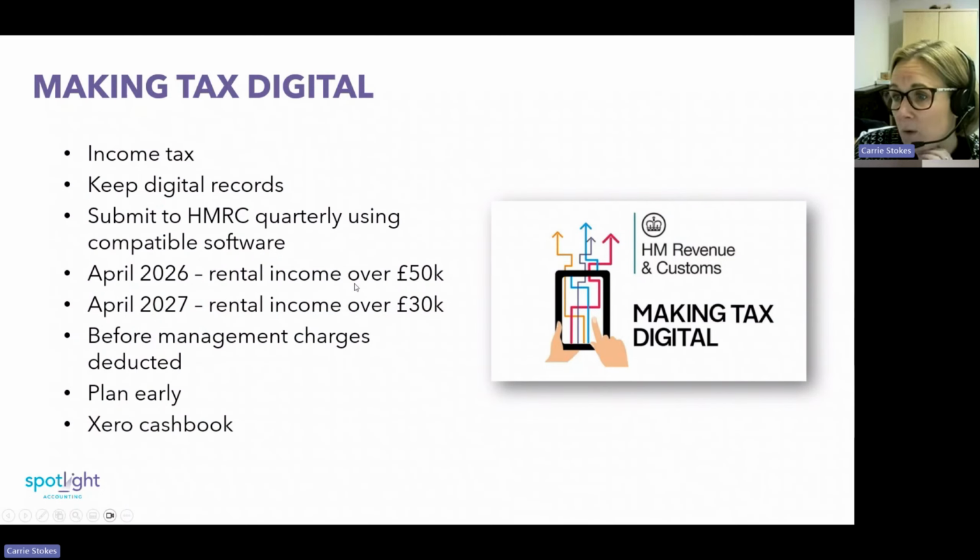One thing that we will be working with on clients before this is introduced is Xero offering a cash book. That basically imports your bank statements, and you can use that as a method to submit the information to HMRC, and it's a cost-effective option.